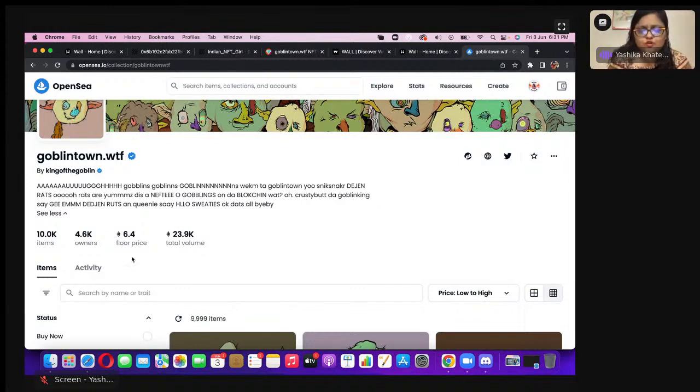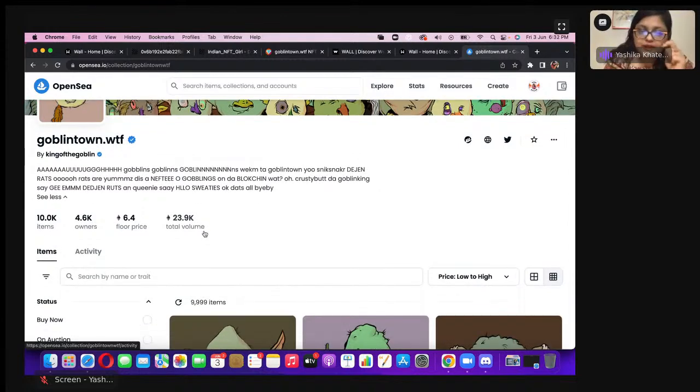So that's 6.4 ether. Okay, and the total volume is basically how much volume of transactions has happened. So 23,900 ether worth of transactions has happened for this entire project. And this is an important metric when it comes to seeing the success of a project. You can see how much hype it has had, that so many people have been involved in the buying and selling of this particular thing.